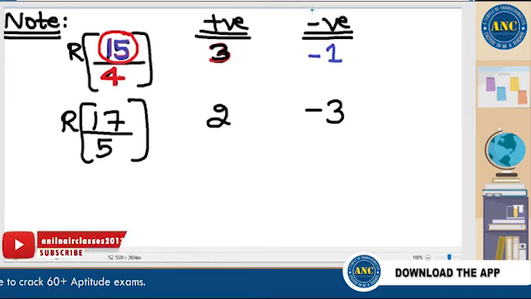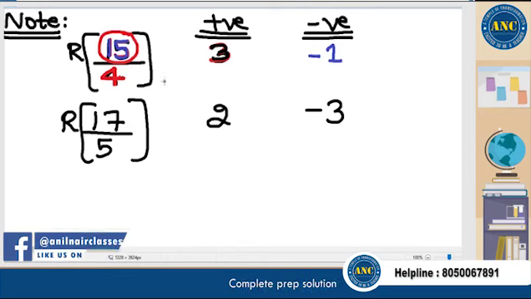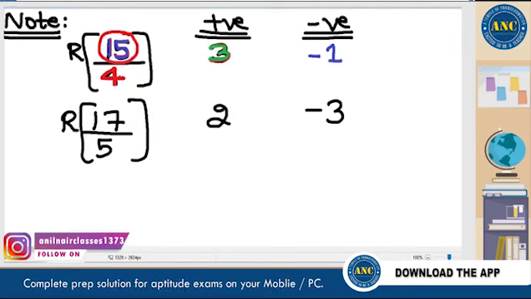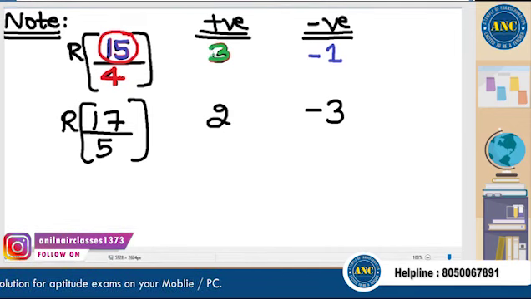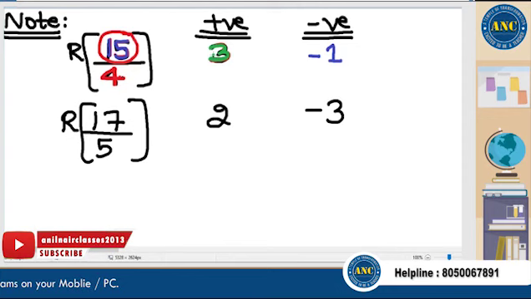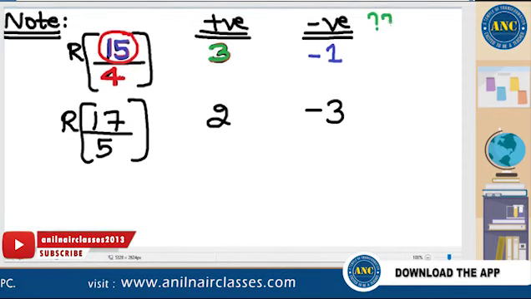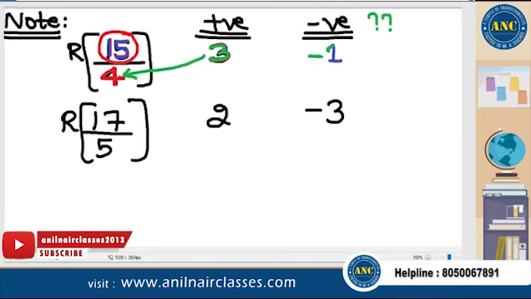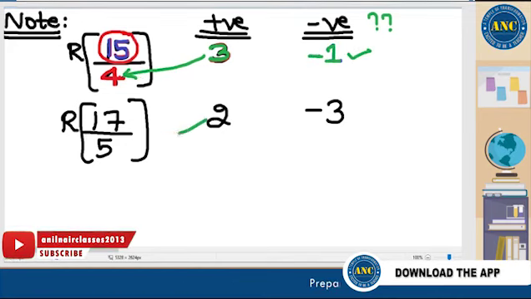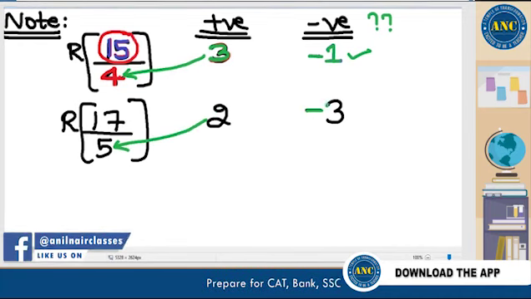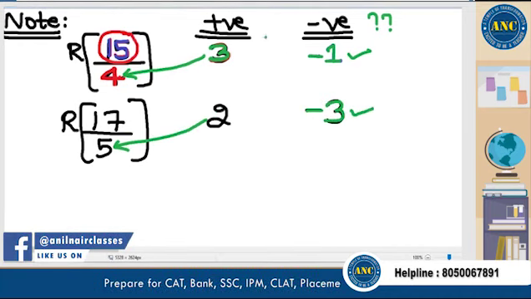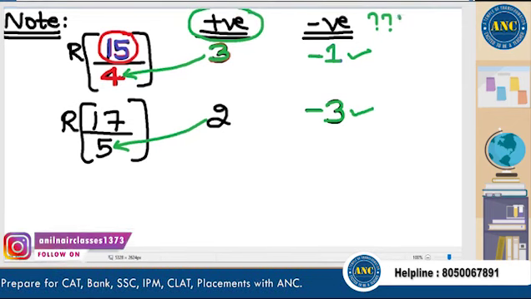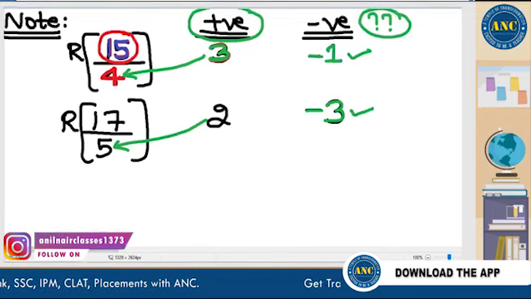Now, instead of understanding like this, listen to another way of understanding, sir. Listen to this carefully. Assume that I know the positive remainder. If I have to find a negative remainder, subtract the denominator. What is 3 minus 4? 3 minus 4 is minus 1. That is what I got here. What is 2 minus 5? 2 minus 5 is minus 3. That is what I got here. That means if I know the positive remainder, to get the negative remainder, subtract the denominator.